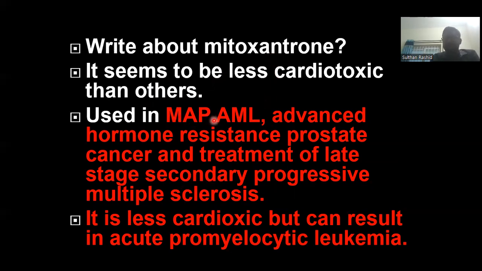The other one is AP, advanced prostate cancer, advanced hormone-resistant prostate cancer. So in these two conditions, multiple sclerosis and advanced prostate cancer, Mitoxantrone is used. What is this AML? AML is the side effect. Even though it is less cardiotoxic, it can result in acute promyelocytic leukemia, which is the M3 subtype of AML.